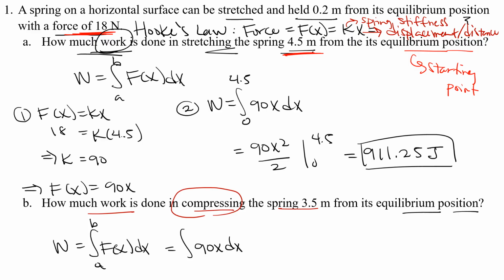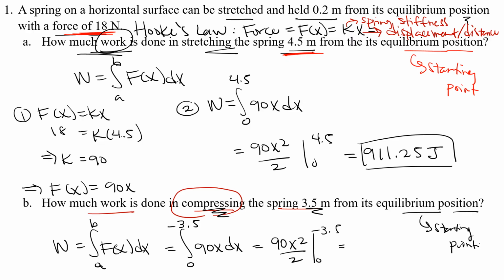Again, our equilibrium position is our starting point. So we are still starting at 0, but now we are compressing 3.5. That means we're kind of pushing it together, so let's think of that as going in the negative direction. So our upper bound is going to be negative 3.5. There you go, that's how you would set up the integral. And now we would just integrate it and evaluate it at the bounds. And when we do that, we end up getting 551.25, and again, those units are joules since we are talking about how much work.